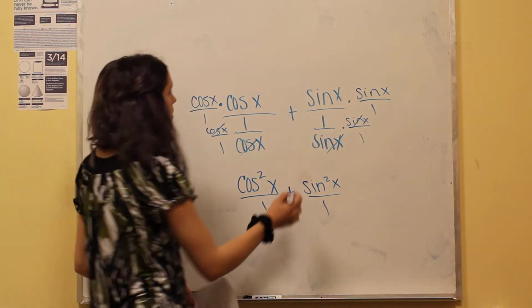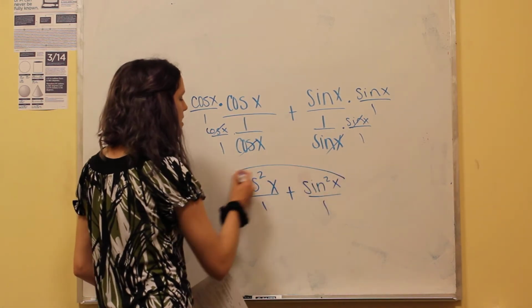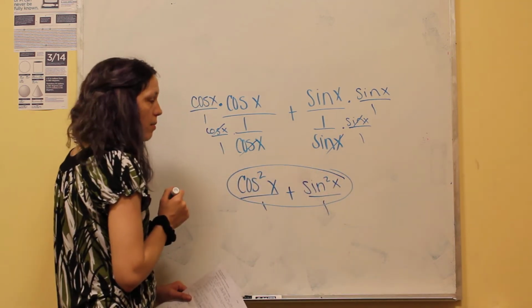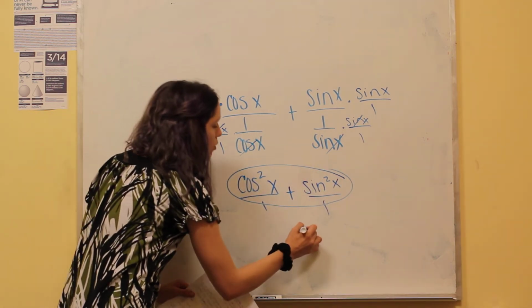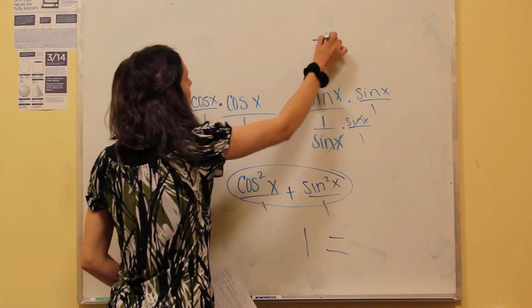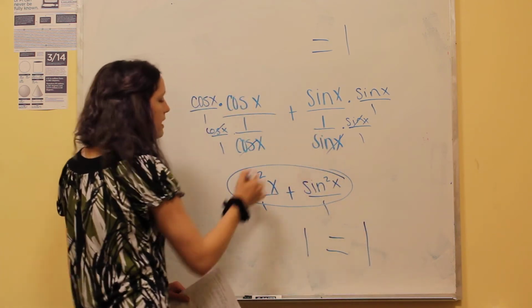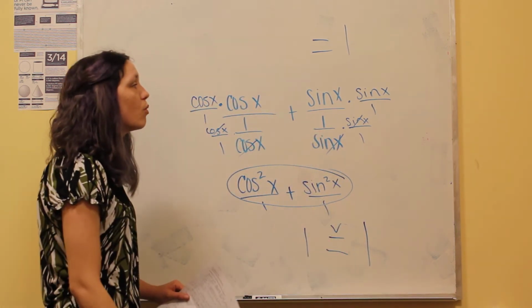And what do you notice? Well, cosine squared x plus sine squared x, this is an identity, Pythagorean identity, and this is equal to 1. The whole thing. And so we did have on the right hand side at the beginning, we wanted to verify that if we simplified this, it would indeed equal to 1, and it did.